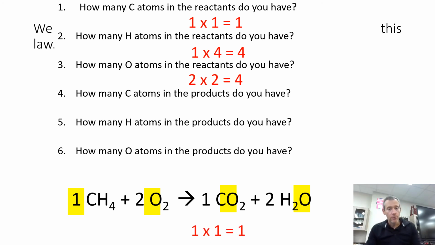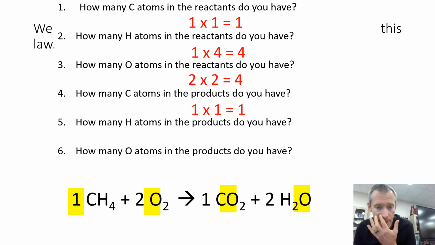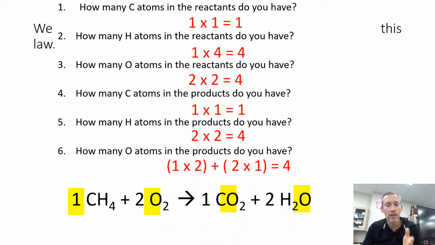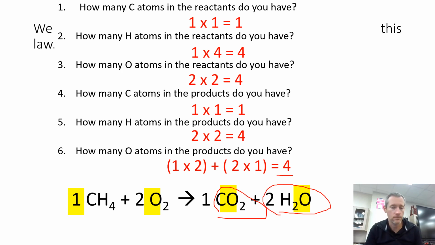Carbon in the products, 1 times 1 is 1. Hydrogen, 2 times 2 is 4. And for oxygen, again, there's 2 places oxygen shows up, 1 in CO2 and 2 in water. So you should get 1 times 2, and that comes from the CO2. And then the 2 times 1 comes from the water, and that gives you a total of 4. So you have to make sure you add them up.